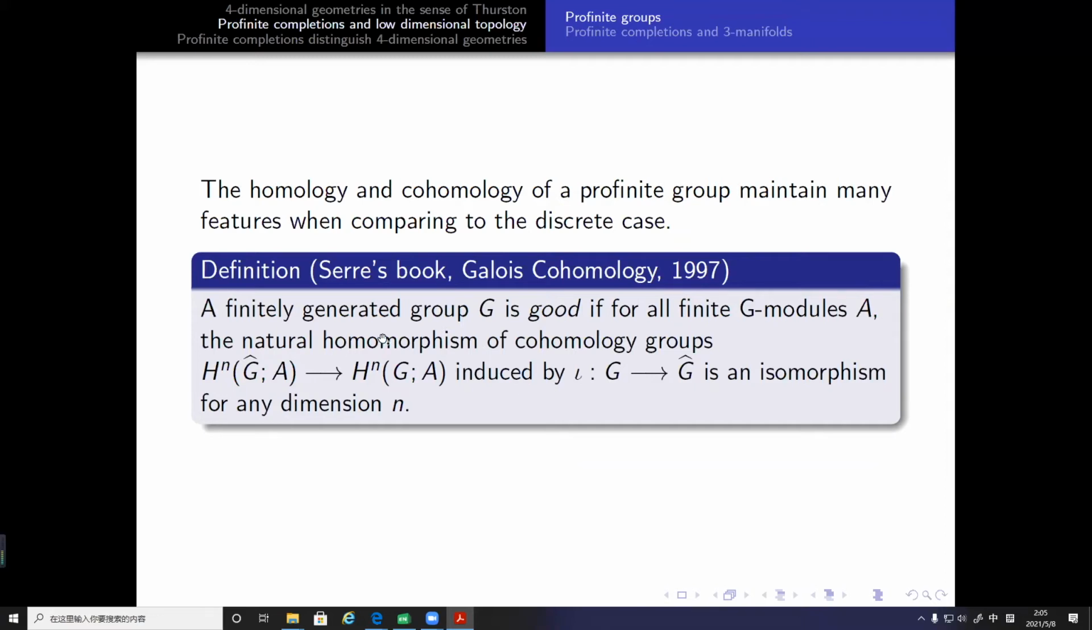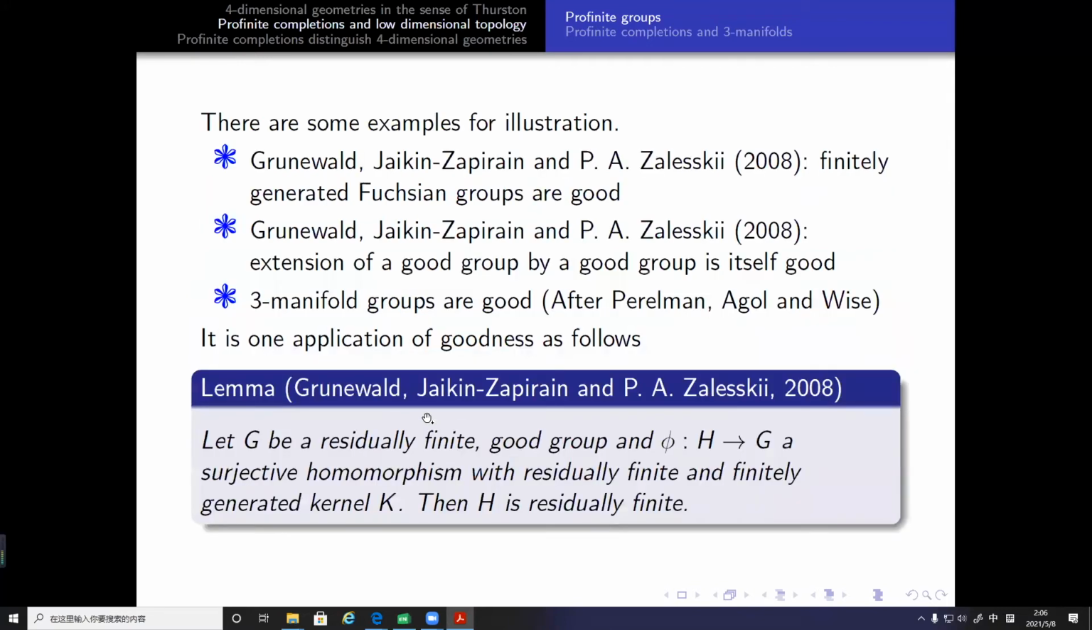A finitely generated group G is good if the natural homomorphism of cohomology groups from the profinite completion to the original group is an isomorphism for any dimension n. There are some examples. For example, finitely generated free groups are good, and extensions of a good group by another good group are also good. Three-manifold groups are also good, but this depends not only on Perelman's solution of geometrization but also on Agol and Wise's solution of the so-called virtual fiber conjecture for hyperbolic manifolds.